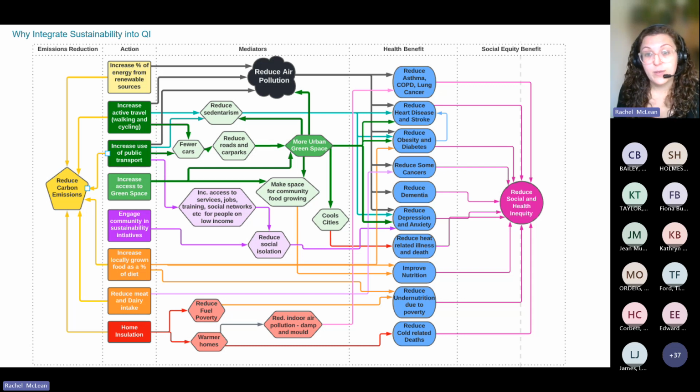So if we just took asthma as one example, asthma rates tend to be higher in more deprived areas. So I live in London, and asthma rates are higher in more deprived areas of London. And so if we can reduce air pollution, we can actually start to reduce some of that inequality around asthma care.